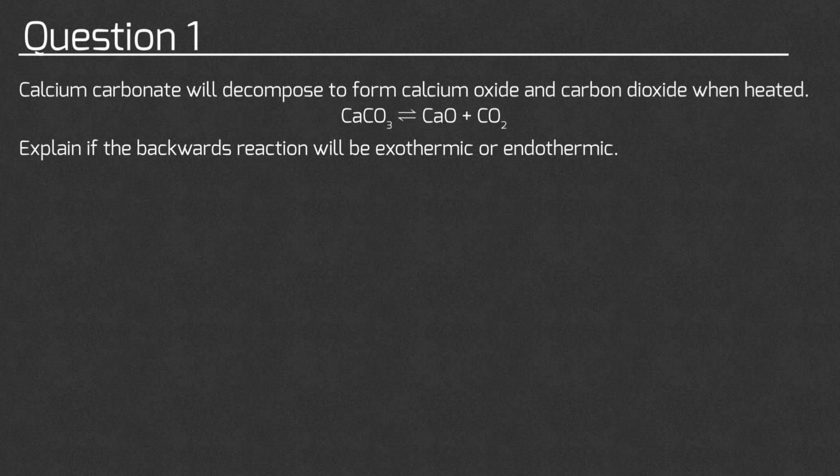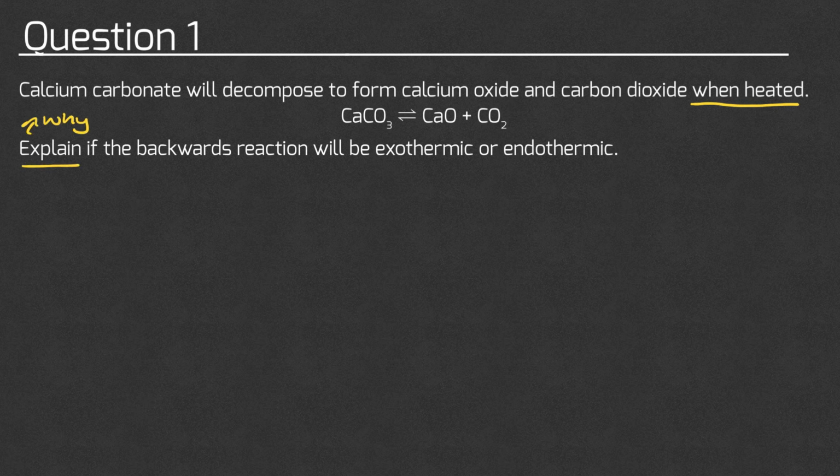In this question, we're told that calcium carbonate will decompose to form calcium oxide and carbon dioxide when it's heated. We need to explain if the backwards reaction will be exothermic or endothermic. We'll start answering this by annotating the question. We're told that we're heating this, so it means the forwards reaction must have some energy going in.